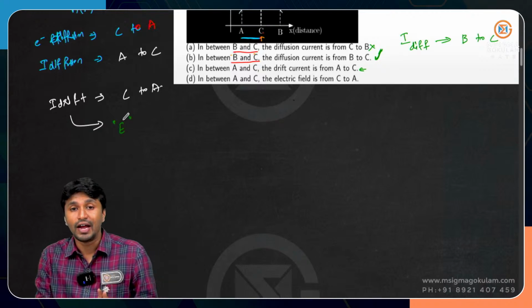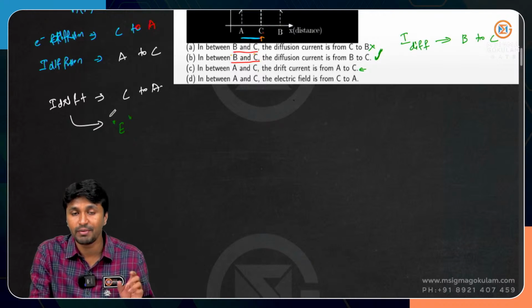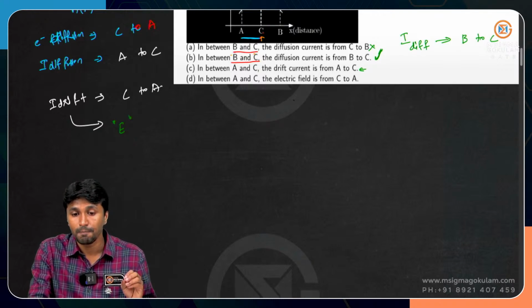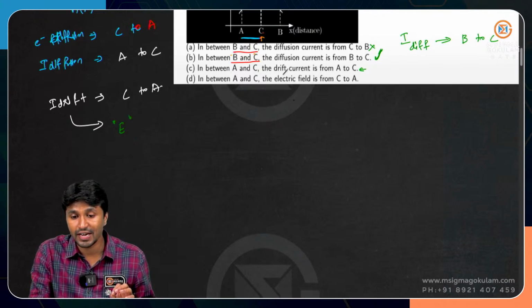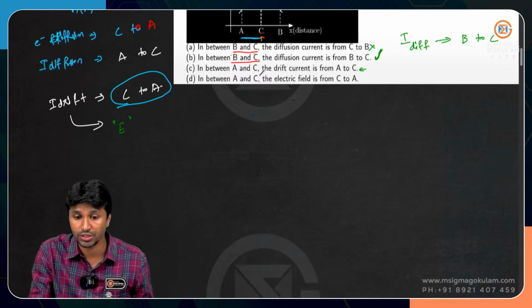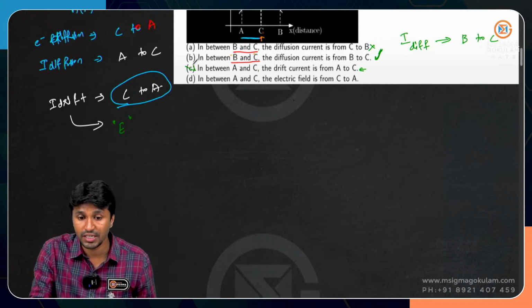If you have attended my classes, you can clearly make this out. So look at this one, in between A and C, the drift current has to flow from C to A. Here it is A to C, so option C is incorrect, right? In between A and C, the electric field is from C to A.